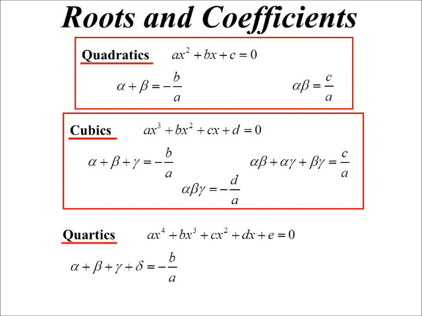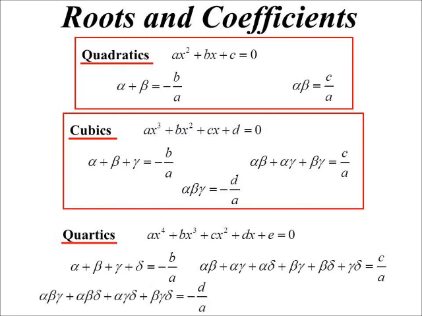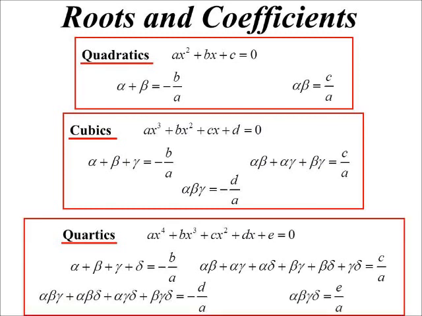All 4 of them will still be minus b on a. If I do them 2 at a time, and there's 6 different possibilities I could have there, all of those added together would be c on a. 3 at a time, there's 4 different ways I could do that. That'll be minus d on a. But now if I get all 4 of them, that'll now become e on a, and that one will be positive.